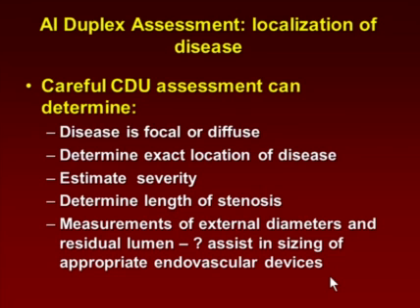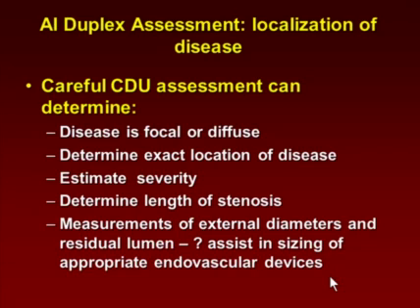Aortoiliac duplex can localize disease. We're going to be doing direct assessment of the aorta and iliac vessels. And careful color duplex ultrasound can determine a number of things for us. We can decide if the disease is focal, figure out the length of any focal disease, or whether it is diffuse throughout the entire arterial tree.